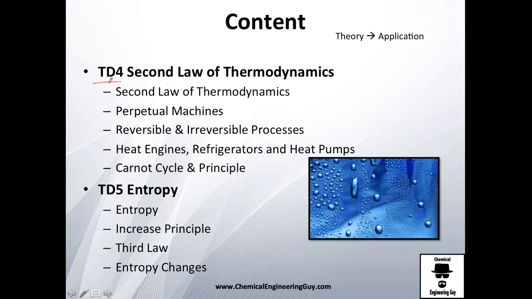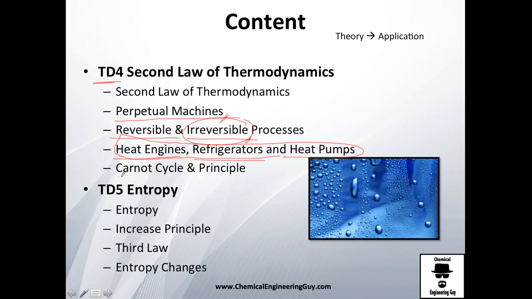Then we continue with the second law, which is TD4, the second law of thermodynamics. We're going to see what a perpetual machine is as a concept, and reversible versus irreversible processes. You're going to see that eventually this is not possible to achieve in real life. The heat engine, refrigerators, and heat pumps are very important.